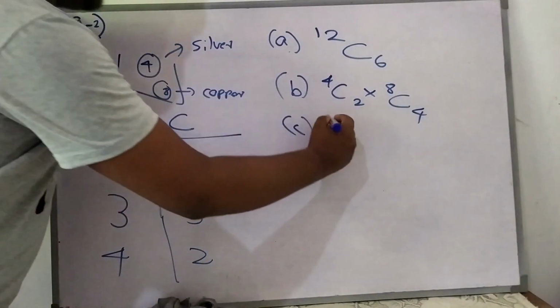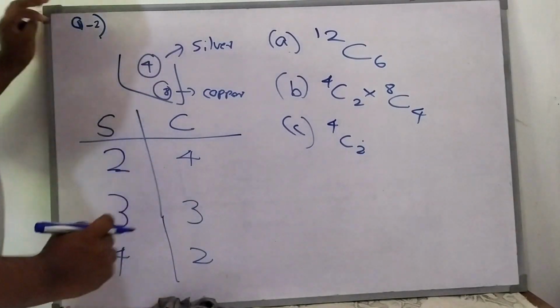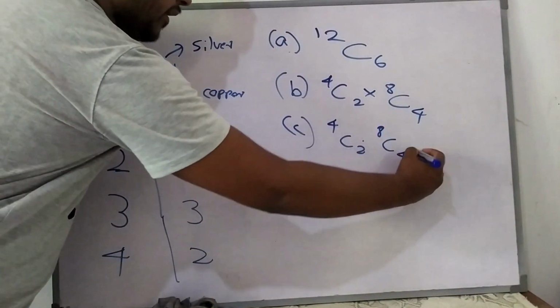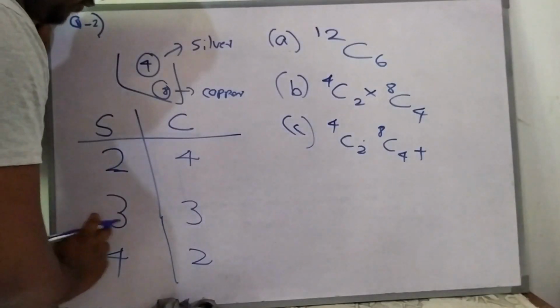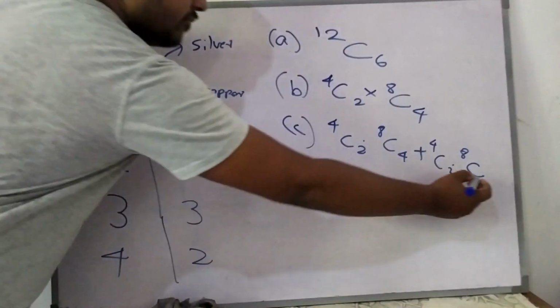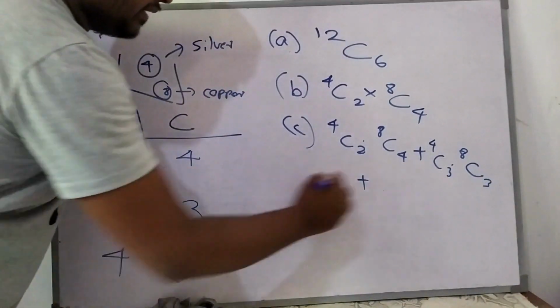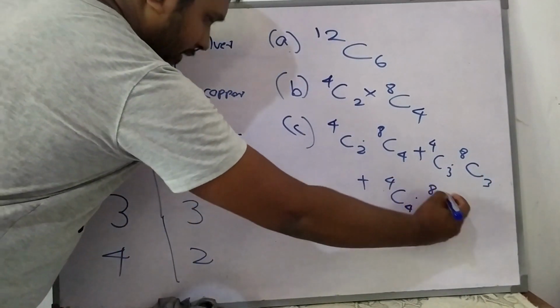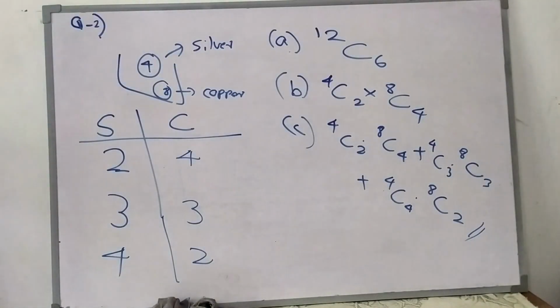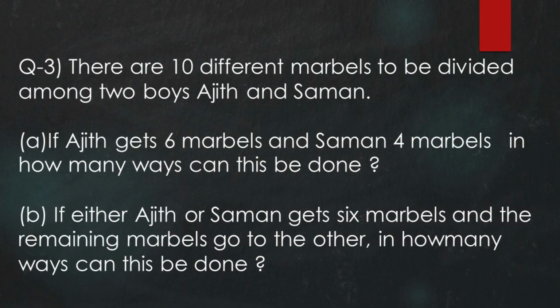Then this is 4C2 times 8C4, plus 4C3 times 8C3, plus 4C4 times 8C2, right? So this is the at least scenario. At least means it can be 2, 3, 4 likewise. Okay children, let's move to the third question.